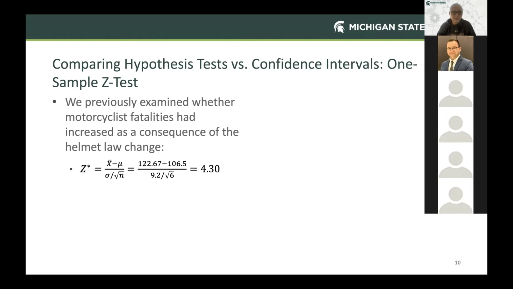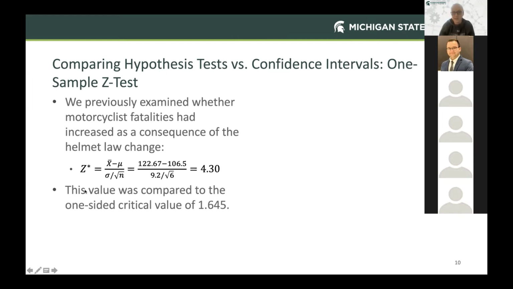And so our calculated test statistic here was 4.30. We presumed in this case that we would see a large positive number, so we would conduct this as a one-sided hypothesis test. Ergo, our critical value would be 1.645. And of course, 4.3 is significantly larger than that associated critical value. And as a consequence, we would then reject the null hypothesis in this case, okay?